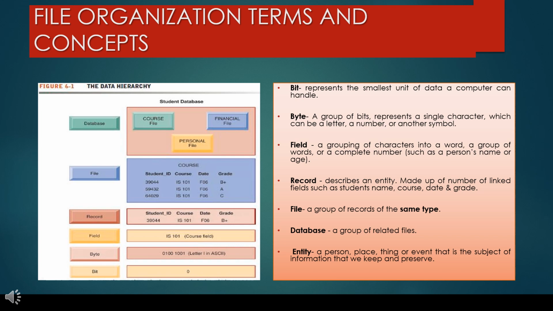An entity is a person, place, thing, or event on which we store and maintain information. Each characteristic or quality describing a particular entity is called an attribute. For example, student ID, course, date, and grade are attributes of the entity course. The specific values that these attributes can have are found in the fields of the record describing the entity course.